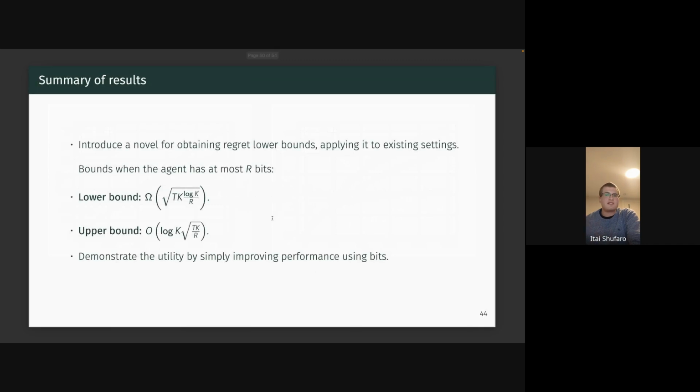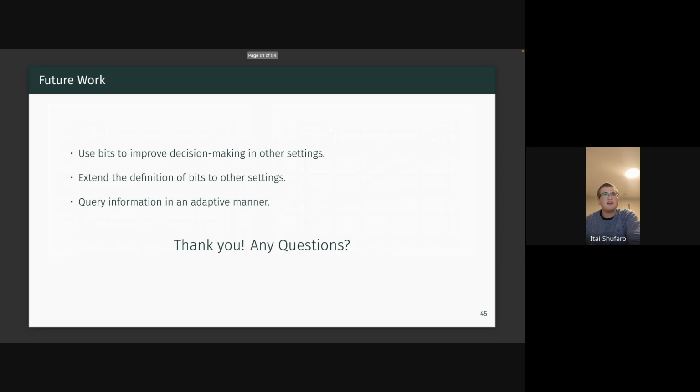Right, so to summarize, we began by introducing a novel method for obtaining regret lower bounds and applying it to existing well-known settings. We then looked at the bounds that depend on the number of bits of information an agent has. So we proved the lower bound, we proved the nearly matching upper bound, and we demonstrated the utility of these 2 bounds to explain the information regret trade-off, and then showed how it can be used to improve performance using bits.